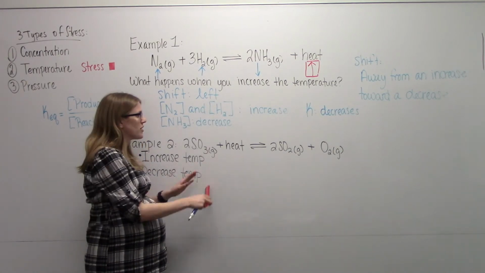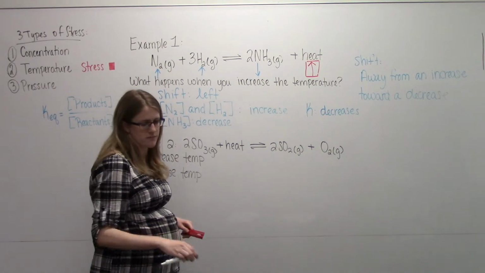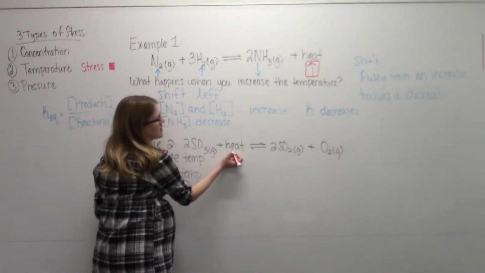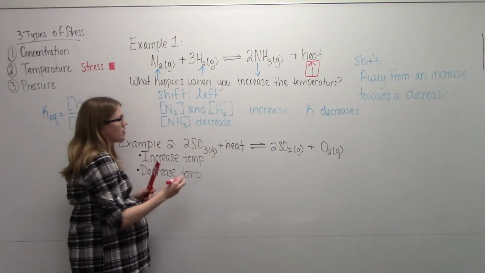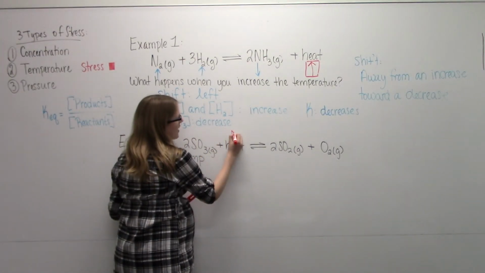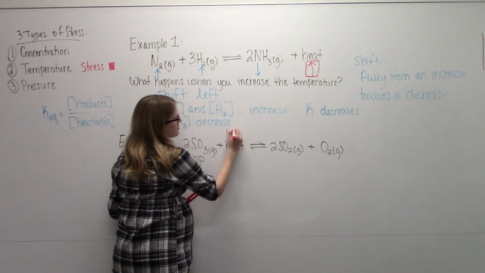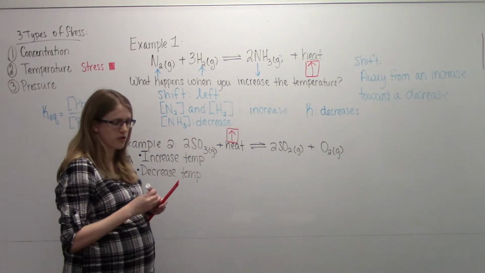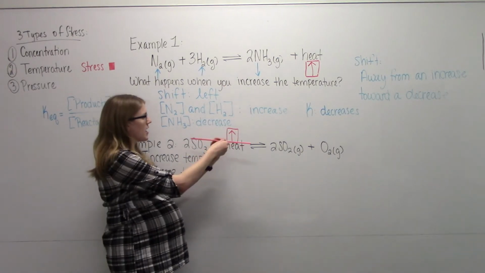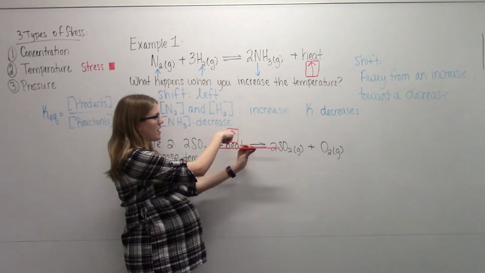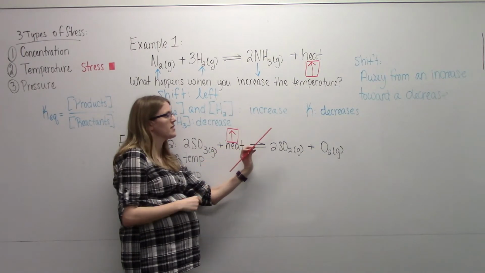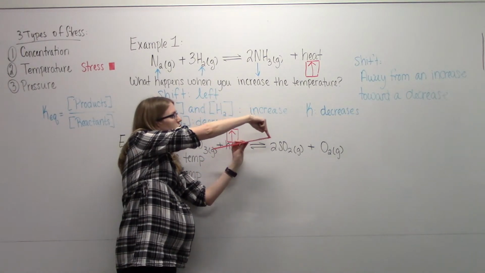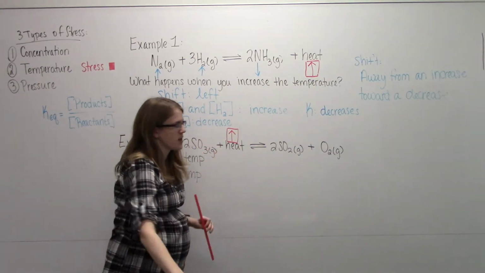I'm going to do 2 more examples with you using this new equation. So we've got SO3 plus heat. So now our heat is here. And it says we're going to increase the temperature. That's equivalent to adding heat to the system. So there's our stress. We're going to increase this. Let's look at the ruler. As we increase the heat, that's the reactant side. That means this is going to go down. Do you see the side we have to push down as a result? The side you have to push down is the side that we're shifting. So it's going to shift to the right.